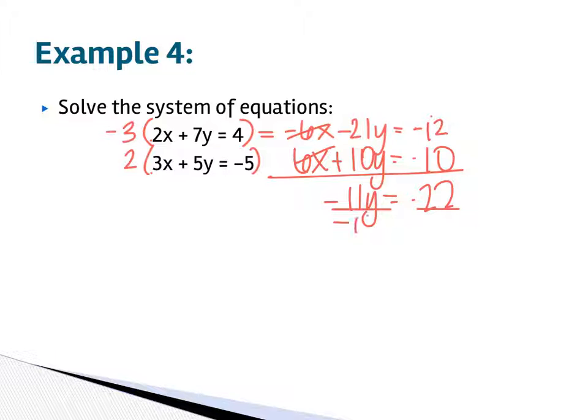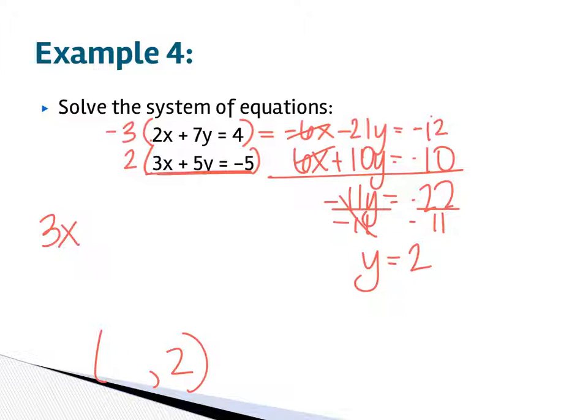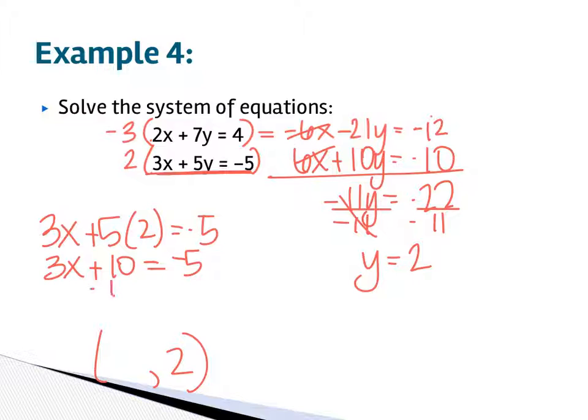Divide both sides by negative 11. So you get y equals positive 2. So my point's going to be something and then positive 2. To find the x, you got to plug in the y. So I'm going to go back to my original equation, and I'll do the bottom one this time. 3x plus 5 times 2 equals negative 5. It doesn't matter if you plug into the top or the bottom, you should still get the same numbers. 5 times 2 is 10. Solve for x, so we're going to subtract 10 from both sides. And we get 3x equals negative 15, which means x must be negative 5. So my answer is negative 5, positive 2.